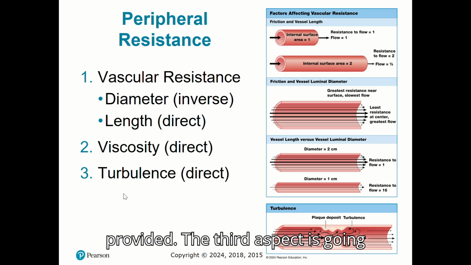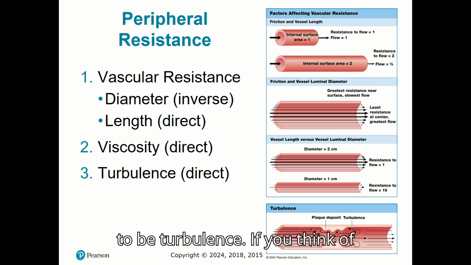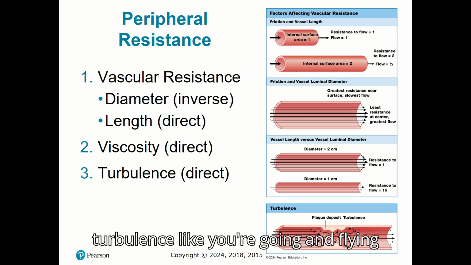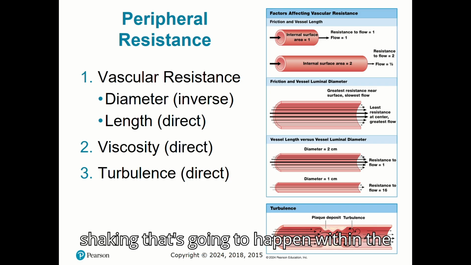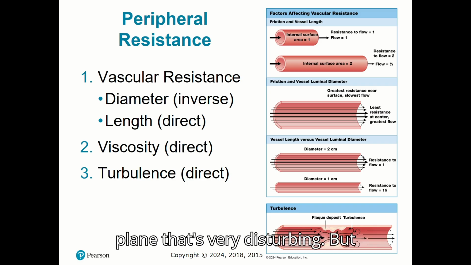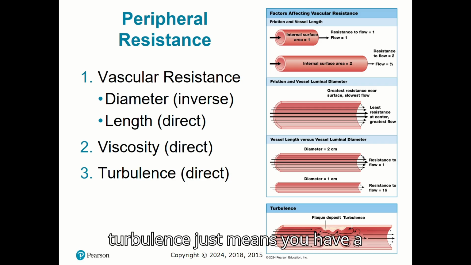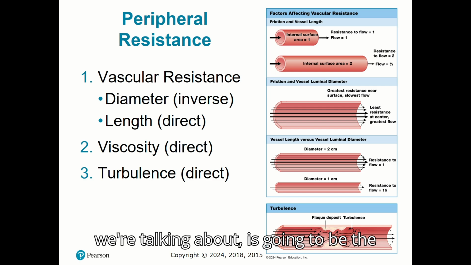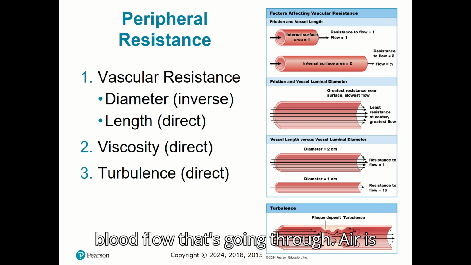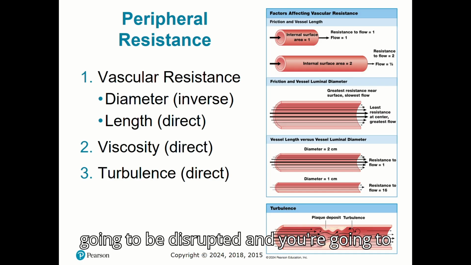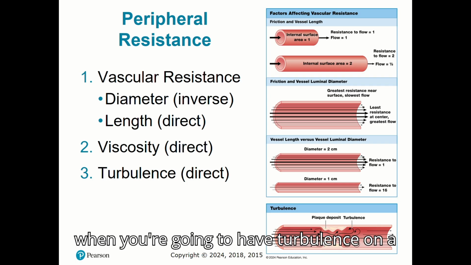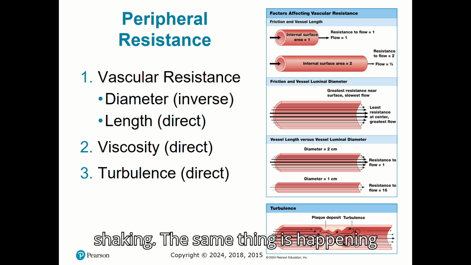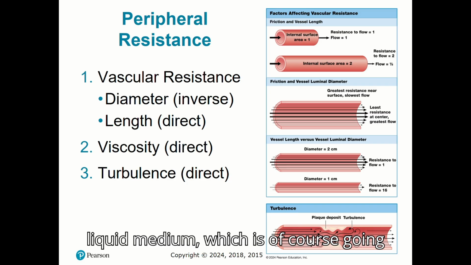The third aspect is going to be turbulence. If you think of turbulence like you're going and flying through the air in an airplane, turbulence is when you have all that shaking that's going to happen within the plane that's very disturbing. But turbulence just means you have a disruption in flow. With this, what we're talking about is going to be the blood flow that's going through. Air is also a fluid, though, so when the air is going to be disrupted and you're going to get all these weird disturbances, that's when you're going to have turbulence on a plane and it's going to cause that shaking. The same thing is happening here, but now we're talking about a liquid medium, which is of course going to be our blood.